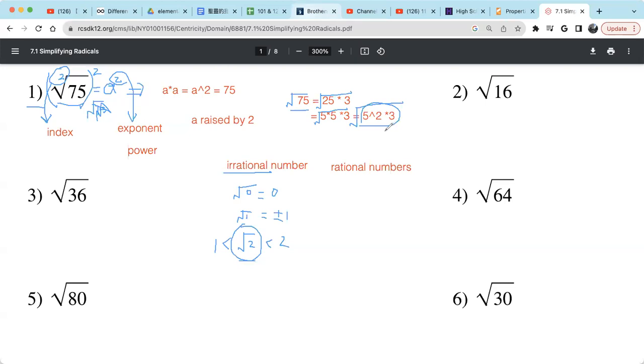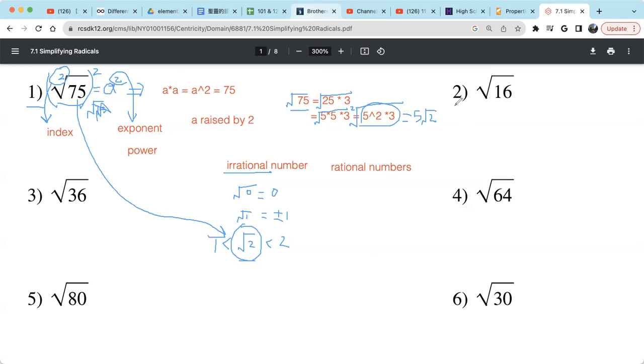And we know the square root of 25, that is 5 squared. The square and the index cancel each other, 2 over 2 is 1. So the square root of 75 becomes 5 square root of 3. So square root of 75 is related to the square root of 3. It's 5 times as big.